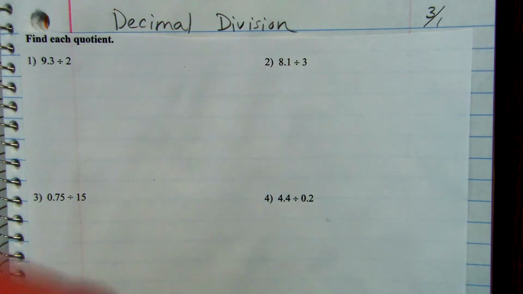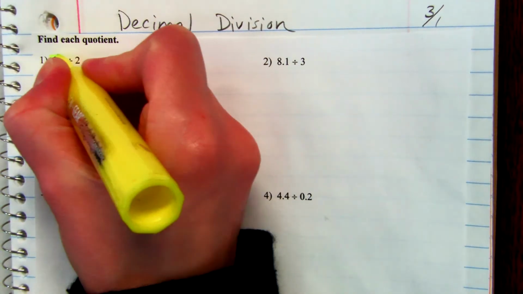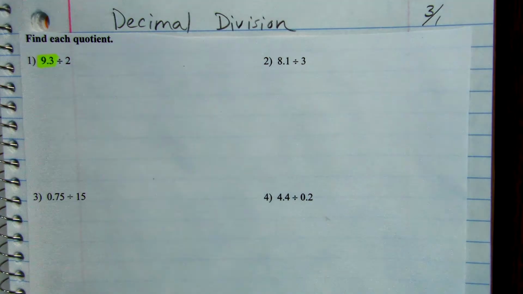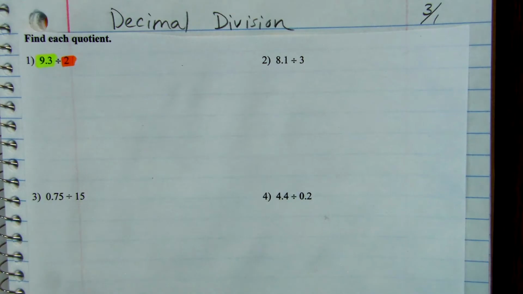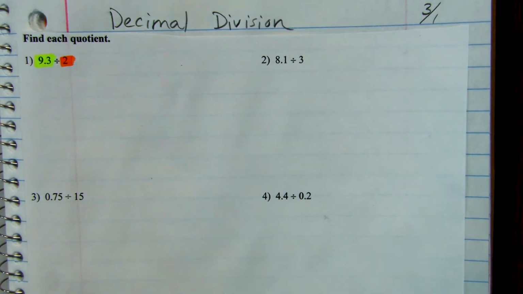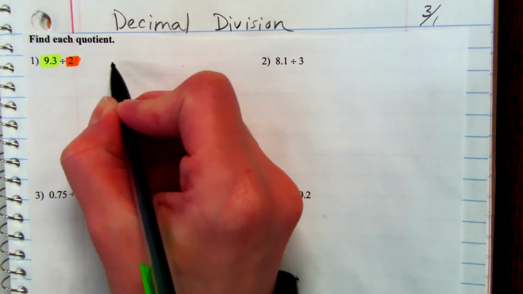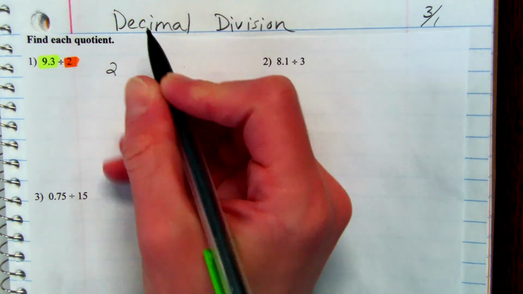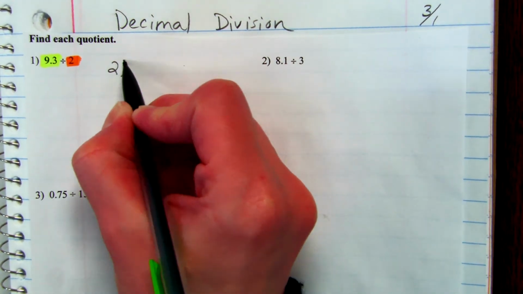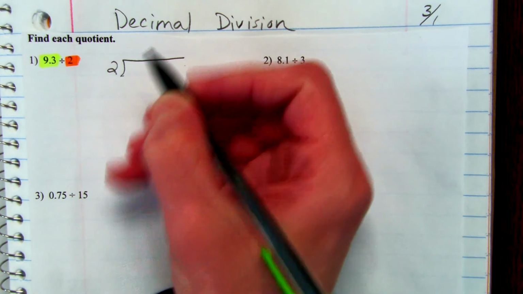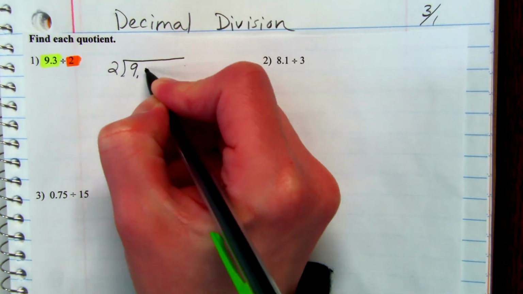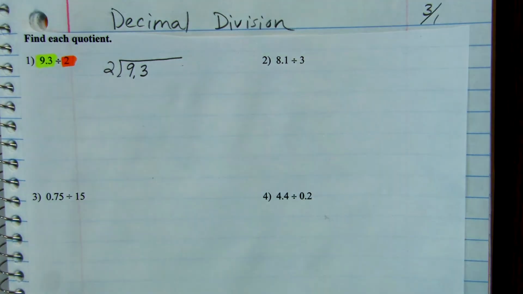So I'm going to color code this. I'm going to make the first number yellow and the second number orange. And then when we set up the long division, the second number is the one that I usually write down first. I switch the order because that's what we're dividing by. It goes on the outside. And then the 9.3 goes on the inside.